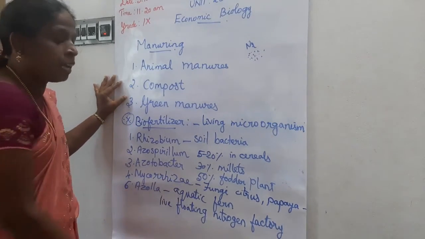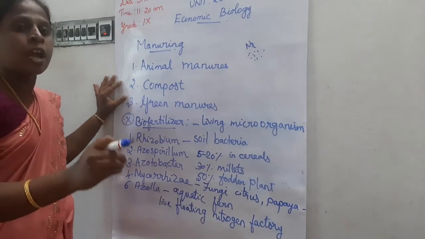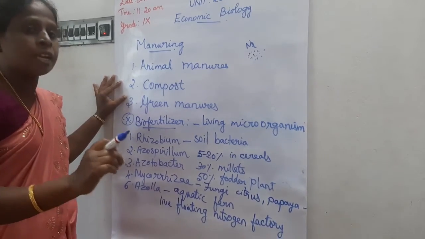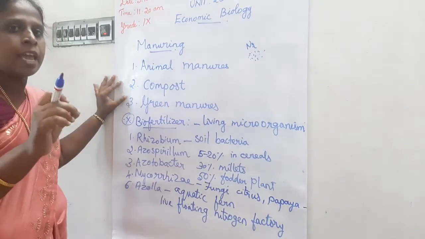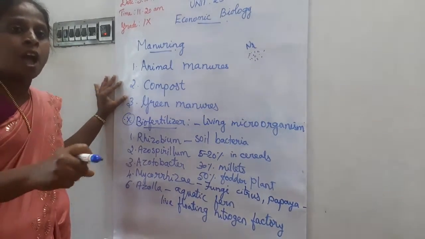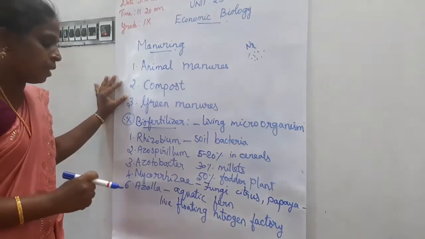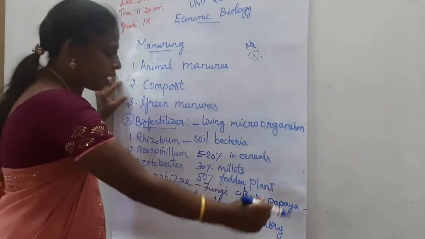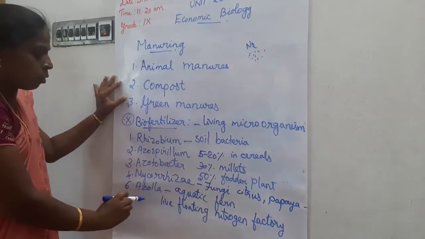Mycorrhiza is a fungi. It can be symbiotically associated with vascular plants. These fungi help the uptake of phosphorus from the soil. Example, citrus and papaya. Next one, azolla.